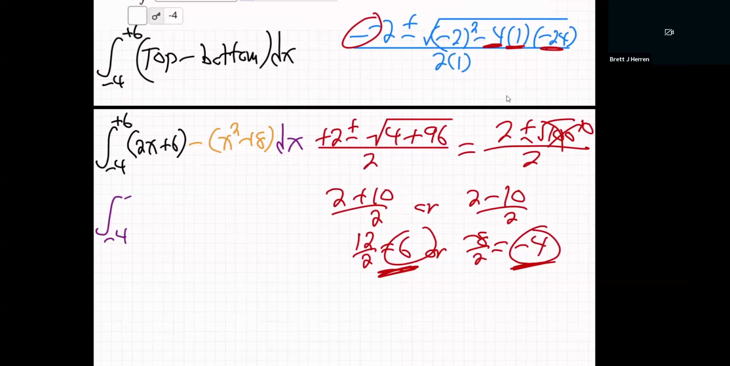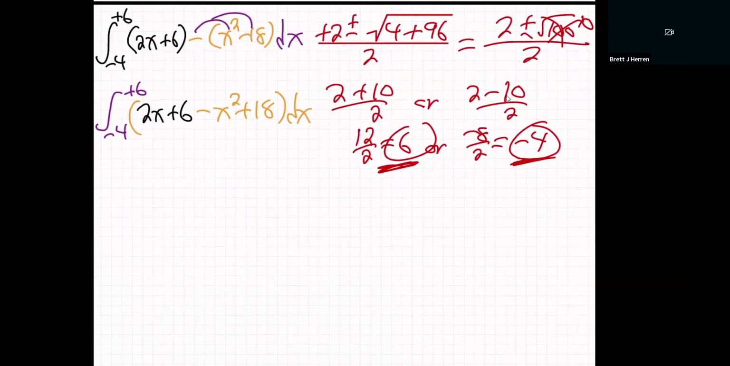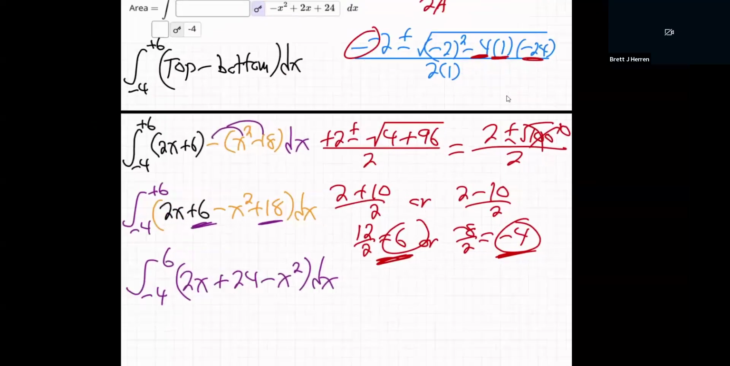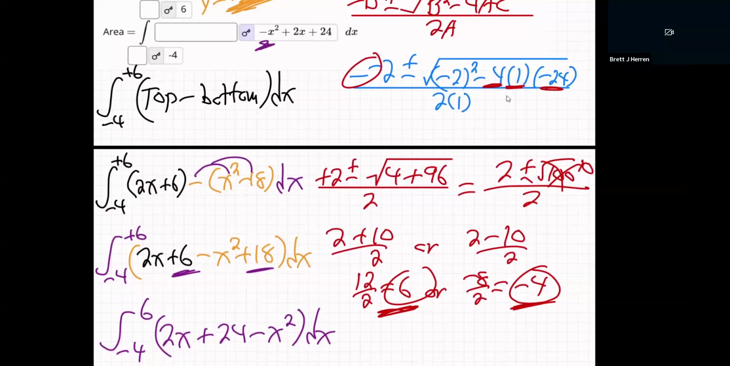So let's simplify that a little bit. That's going to go from -4 to +6. I'm going to distribute that minus sign, so it's going to be 2x plus 6 minus x squared plus 18 dx, and then just clean that up one step. It's going to be 6 plus 18, so it'll be 2x plus 24, minus x squared dx. There we go. That's what they got. They reordered it. They put minus x squared first. It doesn't matter. There it is.